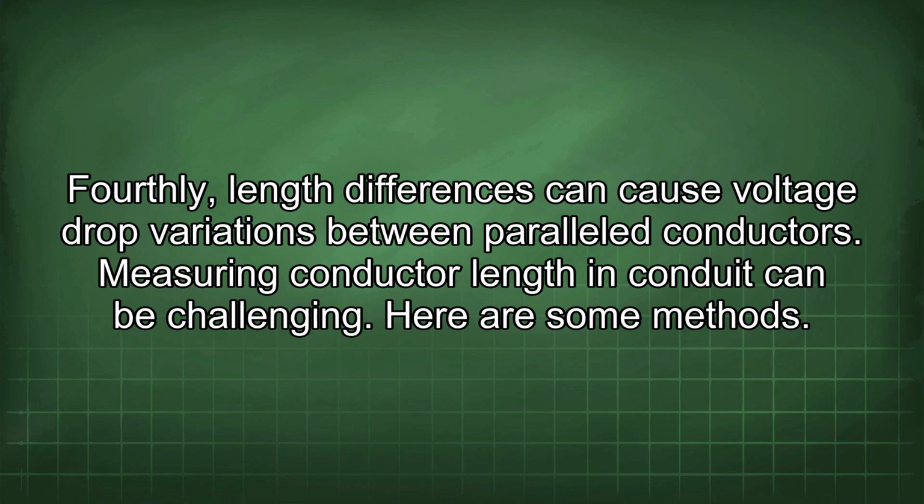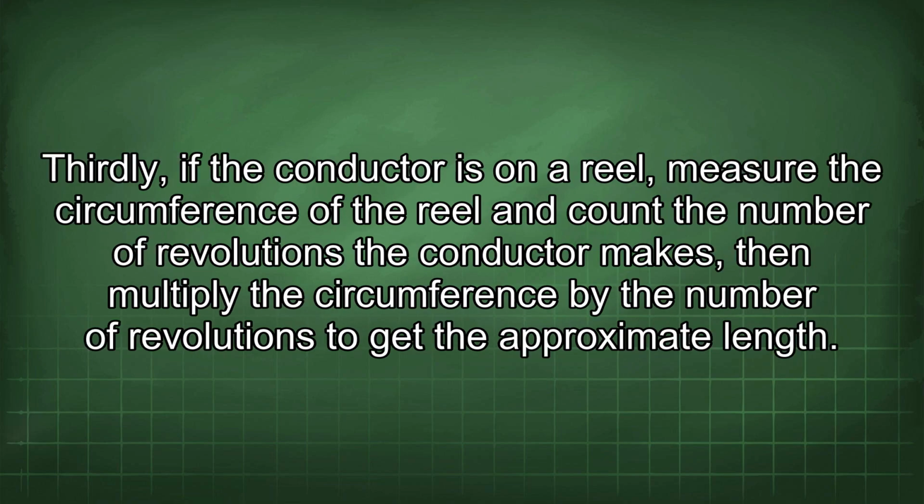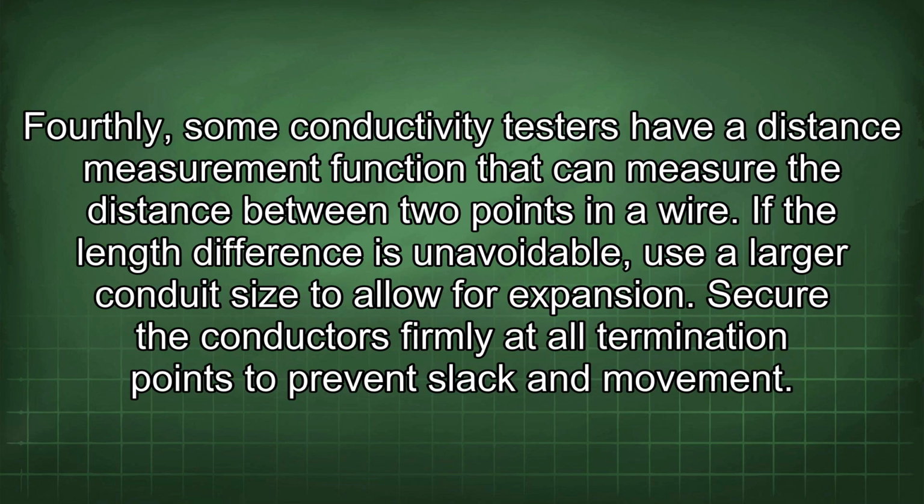Measuring conductor length in conduit can be challenging. Here are some methods. Firstly, a pull string can be used by pulling a string through the conduit and measuring its length. Secondly, a laser distance meter can be used to measure the length from the conduit entrance to the pull box. Thirdly, if the conductor is on a reel, measure the circumference of the reel and count the number of revolutions the conductor makes, then multiply the circumference by the number of revolutions to get the approximate length. Fourthly, some conductivity testers have a distance measurement function that can measure the distance between 2 points in a wire.